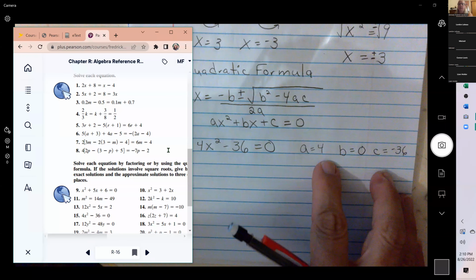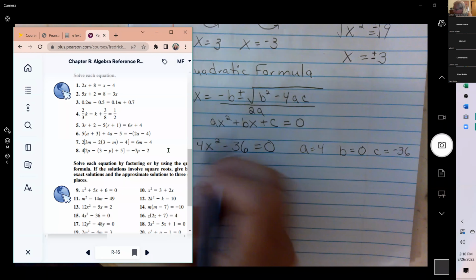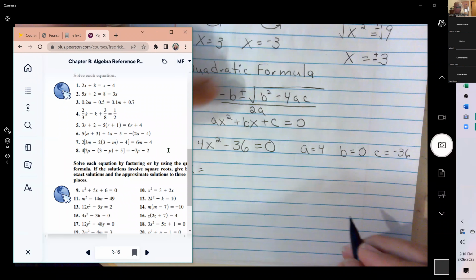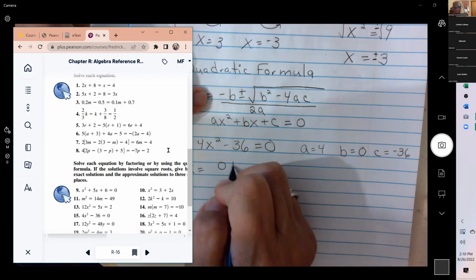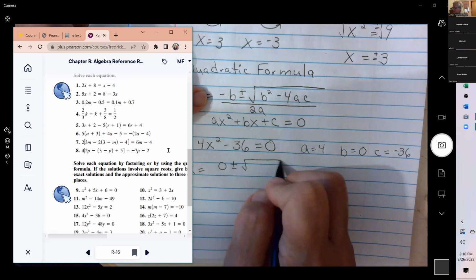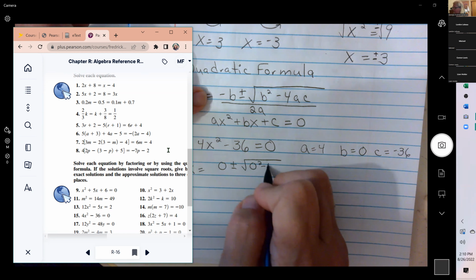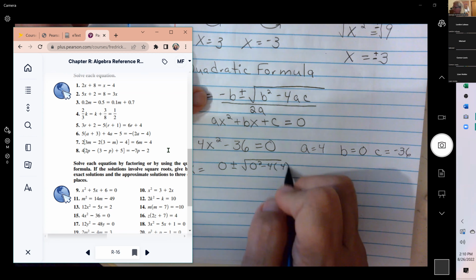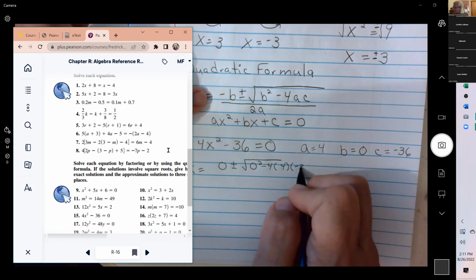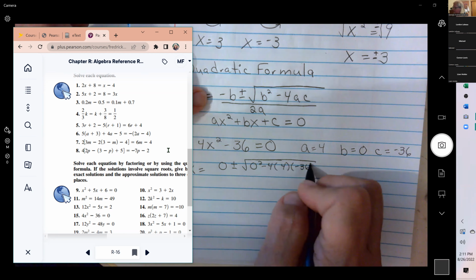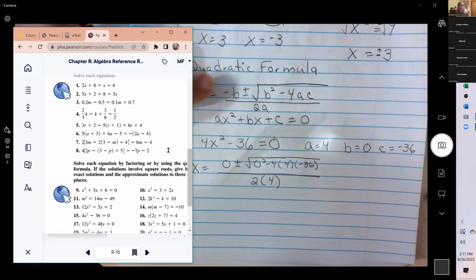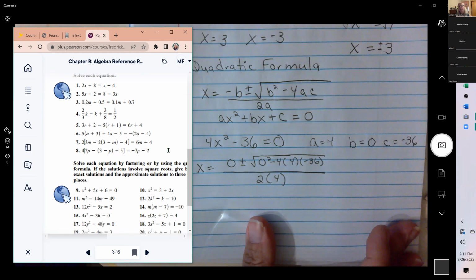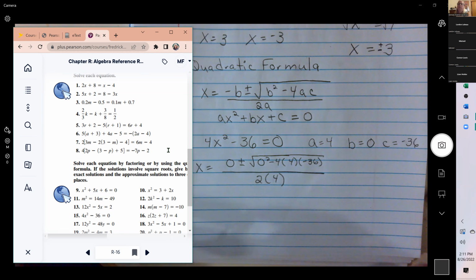So we would plug these into this equation. So a negative b will be 0, so we don't have to have that there. 0 squared minus 4 times a times c, all over 2 times a. Any questions on plugging it in?